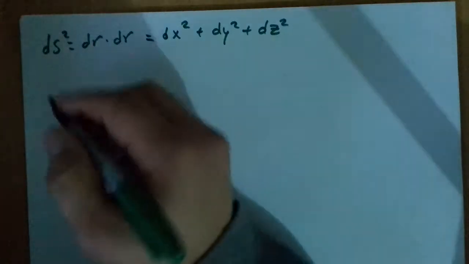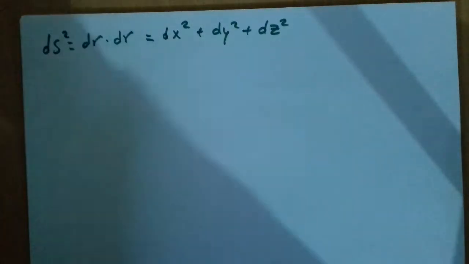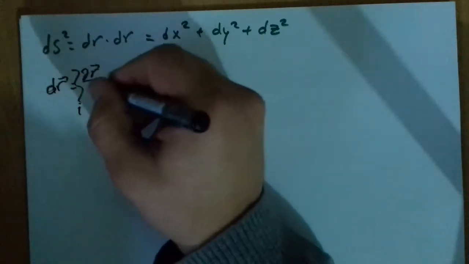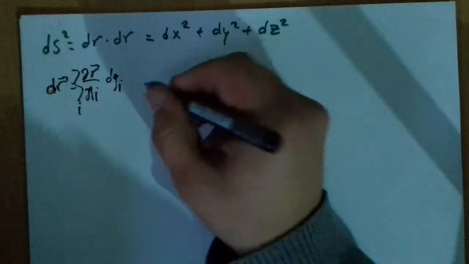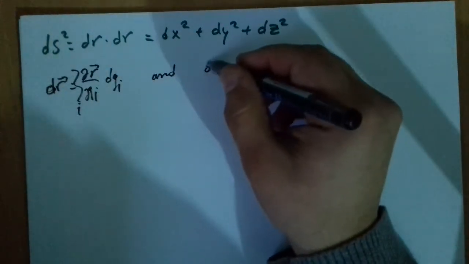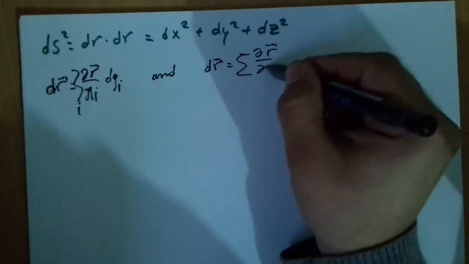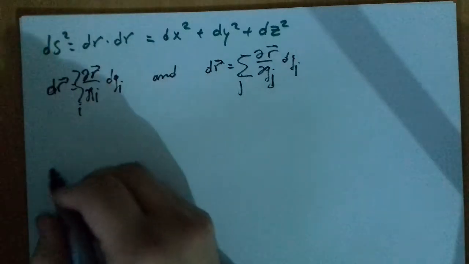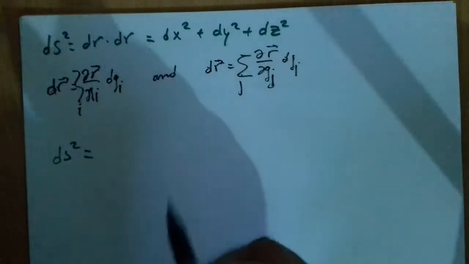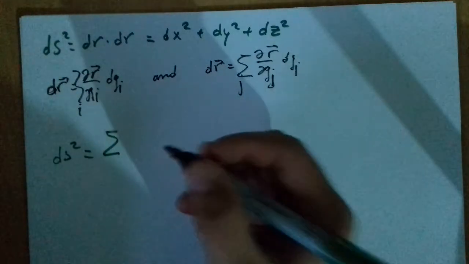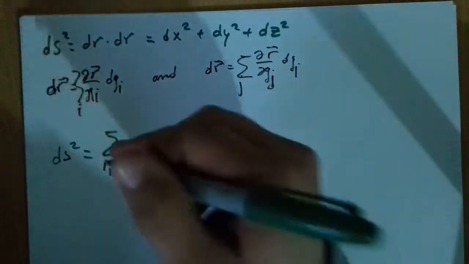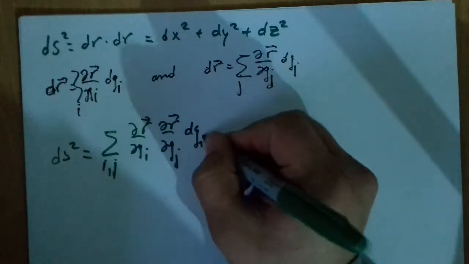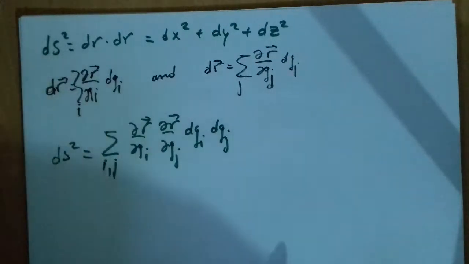But in other coordinates, we wrote that dr is the sum over i of partial of r partial of qi dqi, and dr is the sum over j of partial of r partial of qj dqj. So now we can write that ds squared, which is dr times dr, is a sum over i and j of partial of r partial of qi times partial of r partial of qj dqi times dqj.